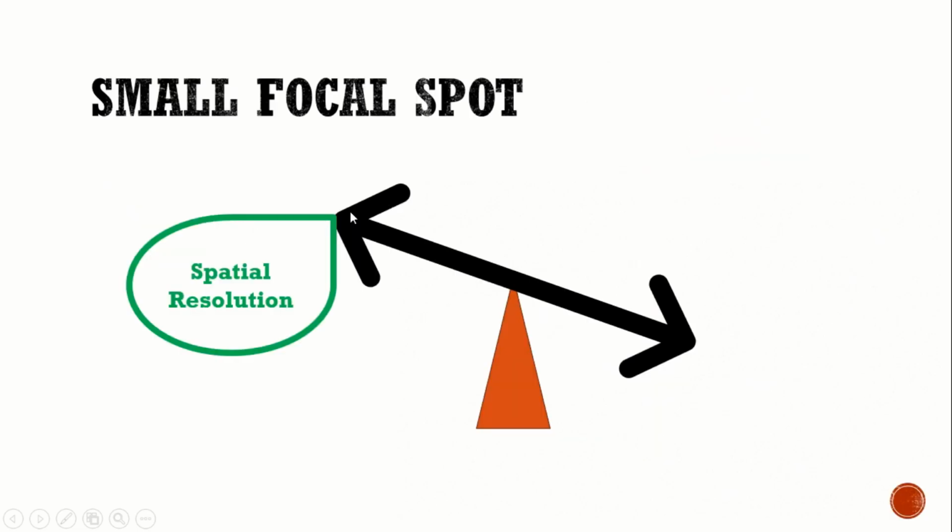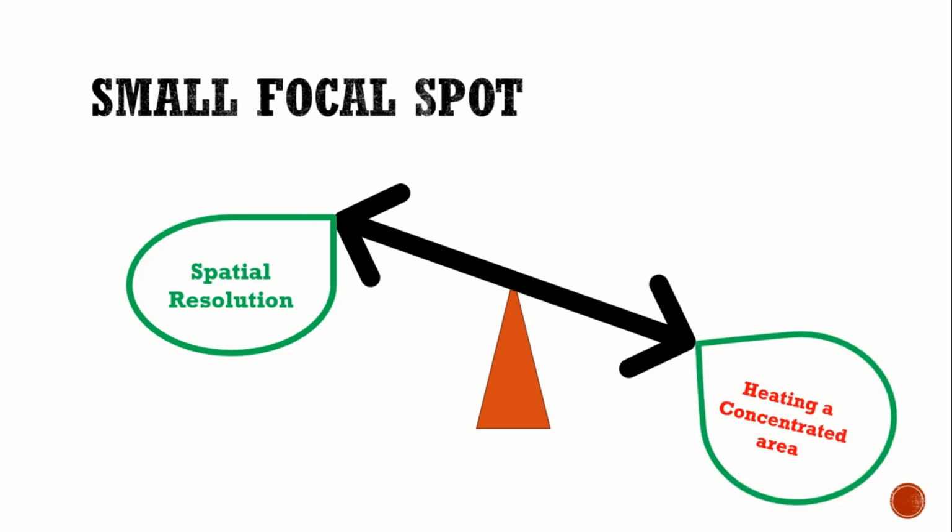But the problem is, small focal spot comes with a price. If you want to achieve better spatial resolution, it comes with a price, and that is we are hitting a concentrated area of the anode target. So making it at risk for the anode target to break down or to be damaged.